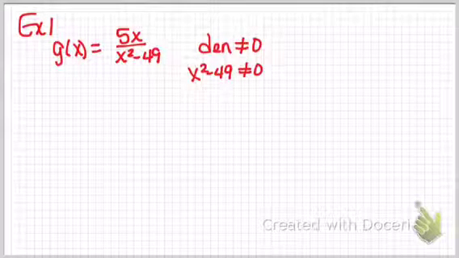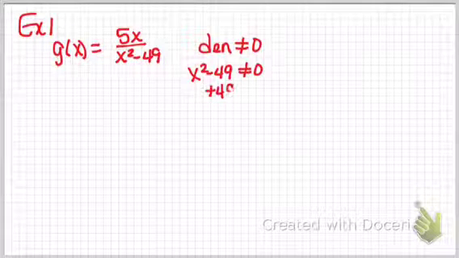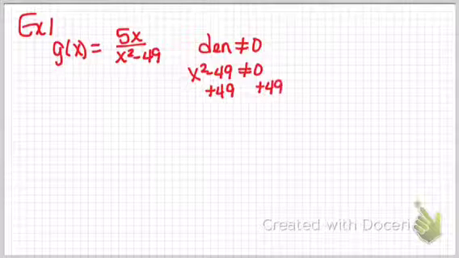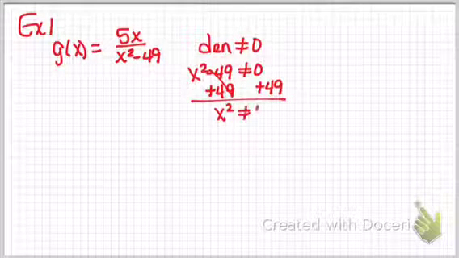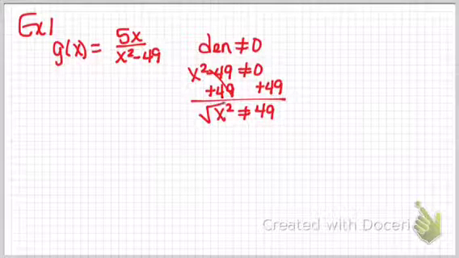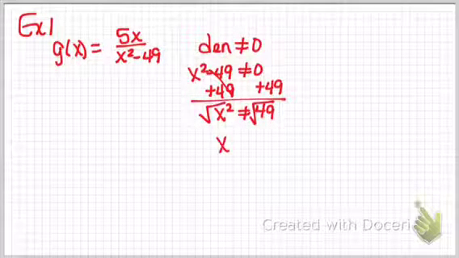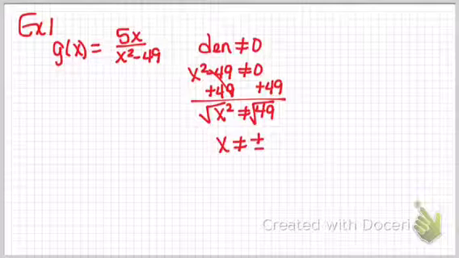So we could factor this, or we can solve this using the square root property, which is what I'm going to do here. So let's move the 49 over. And so we got x squared cannot equal 49. How do we get rid of a square? We take the square root. And so therefore we get x cannot equal, remember, anytime you take the square root, you get plus or minus. And what is the square root of 49?